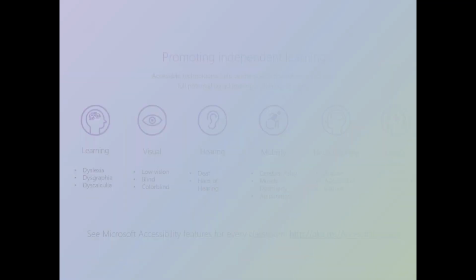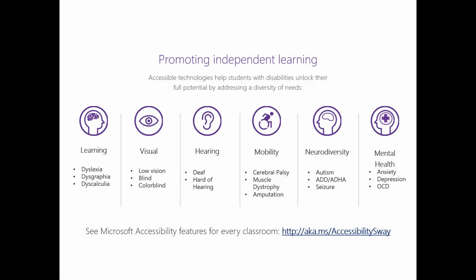And this is where it comes down to this. And basically that we're looking at learning for dyslexia, dysgraphia, dyscalculia, visual. We're looking at low vision and blind and colorblind. And some of these things I will cover in other sessions. Hard of hearing and deaf with hearing, mobility, physical, muscular, and so forth, and amplification. Looking at neurodiversity with autism, ADHD, ADD, and seizures. Mental health with anxiety, depression, and OCD.